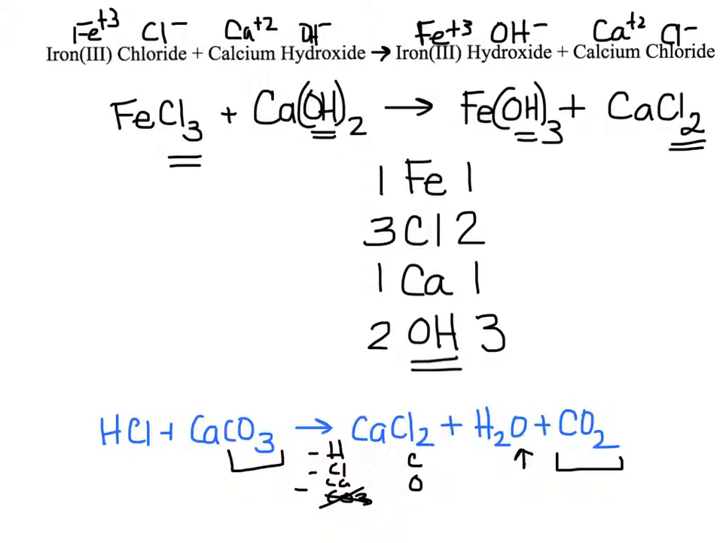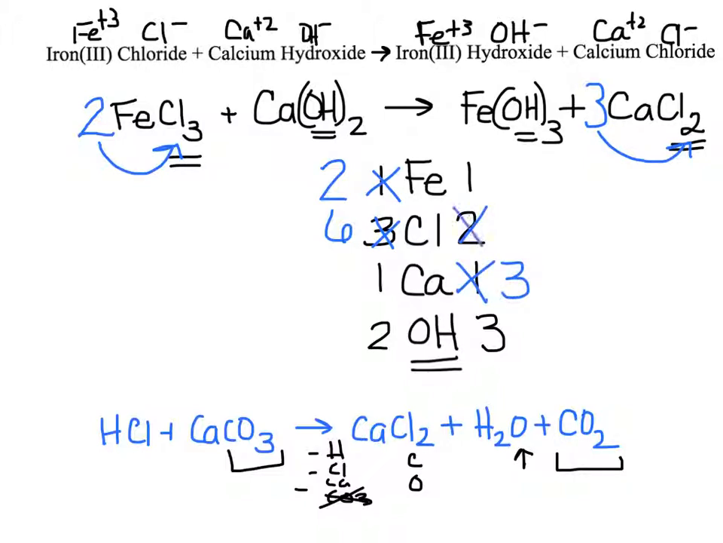In other words, if I know that 3 and 2 both go into 6, then what I can do is, if I put 2 of these and 3 of these, I will now have 6 chlorines, and 3 times 2, 6 chlorines. So I'm using a least common denominator in this case. So this now gives me 2 irons, 6 chlorines, and then on the right side we now have 3 calciums and 6 chlorines. So let's go back and try to fix our iron.